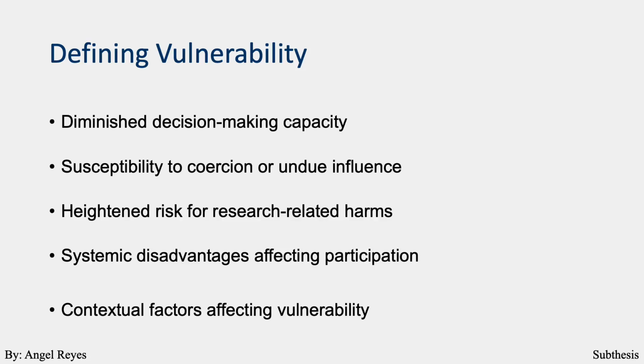Vulnerability in research encompasses several important dimensions. First, some individuals have diminished decision-making capacity that may affect their ability to provide informed consent. Others may be susceptible to coercion or undue influence due to power imbalances or dependency relationships. Some populations face heightened risk for research-related harms due to physical, psychological, or social factors.